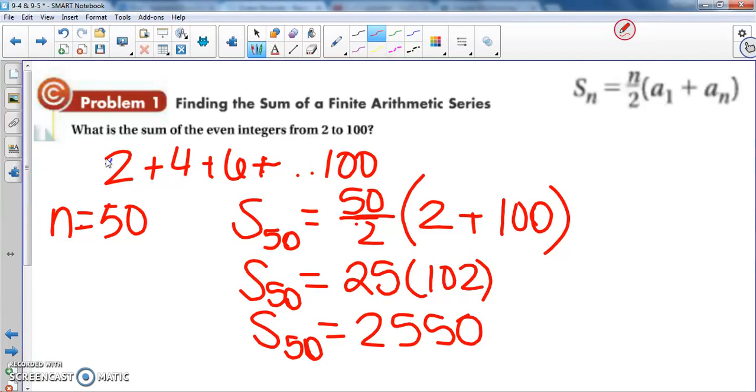Another way to figure out n would be to do 100 minus 2, which is equal to 98, divided by 2, plus 1. So if you take the last term minus the first term, divided by 2, plus 1.